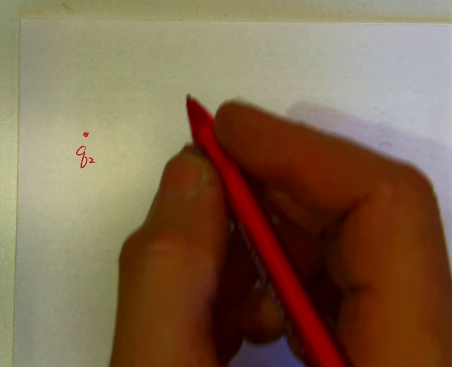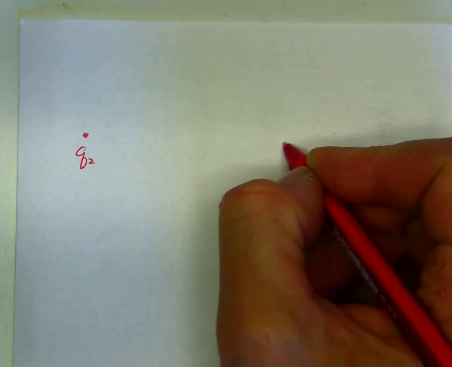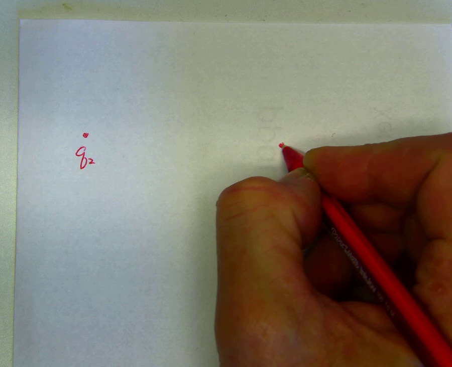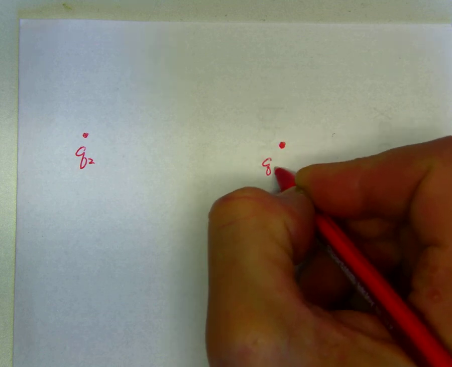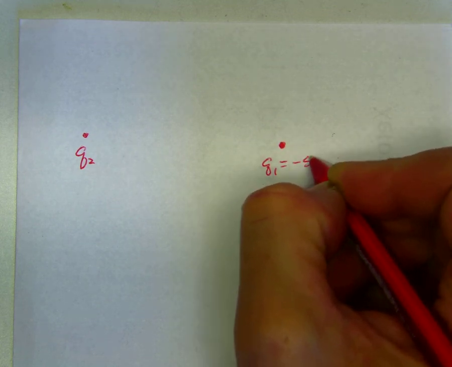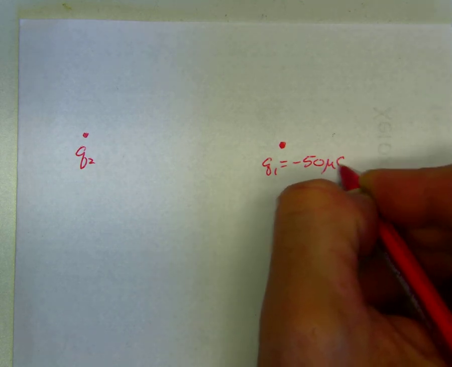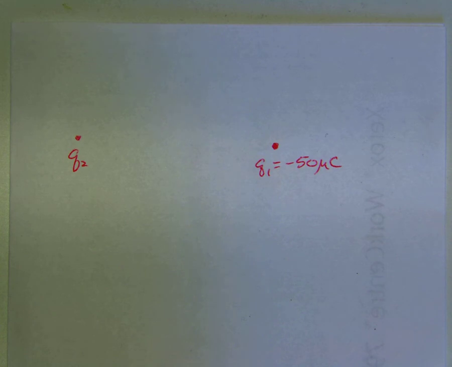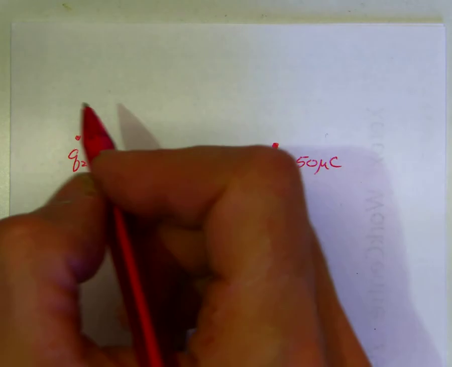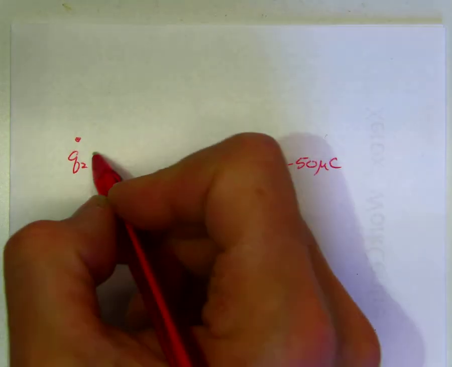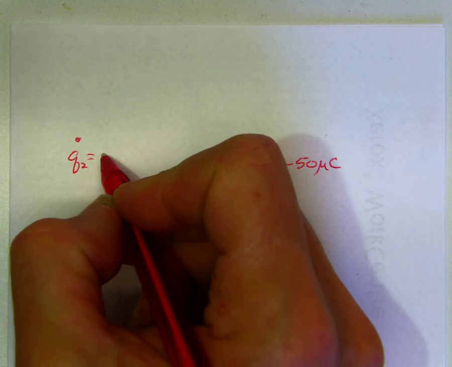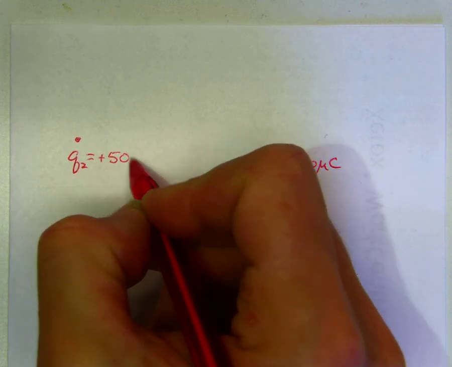What we're going to do is go through an example here, looking at the force on, or due to, two charges, Q1 and Q2. One has a charge of negative 50 microcoulombs, and one of them has a charge of plus 50 microcoulombs.